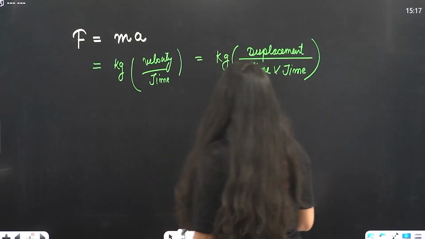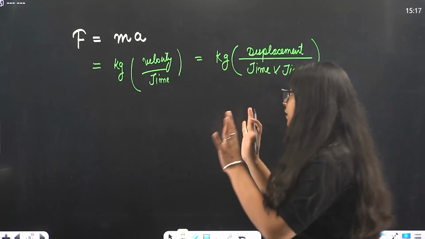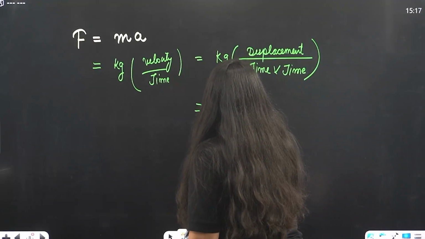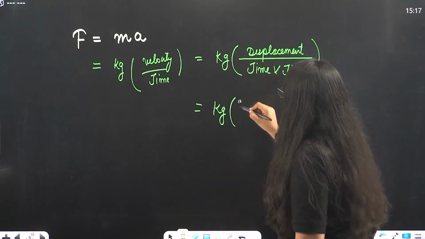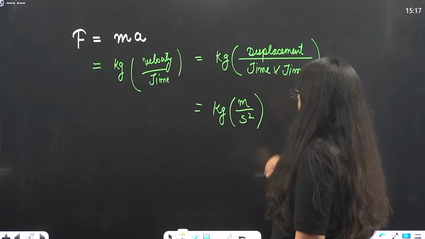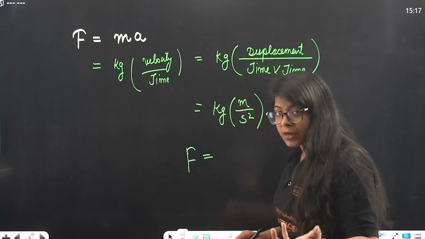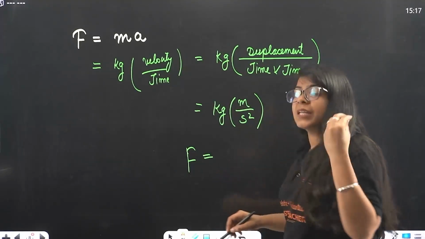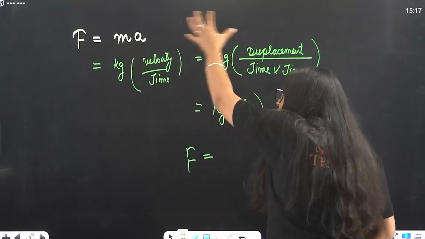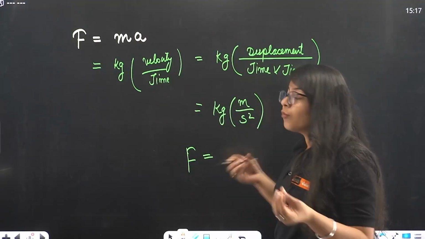So now, can displacement be broken down? No. Can time be broken down? No. So this is our final phase. So kg, displacement is meter, per second square. S into S. So the SI unit of force is Newton, but that Newton is the name we gave it.